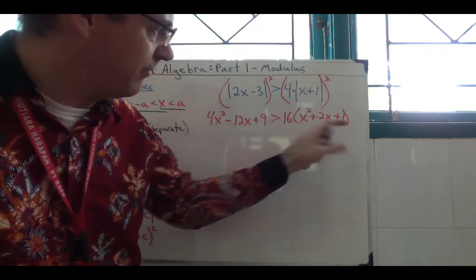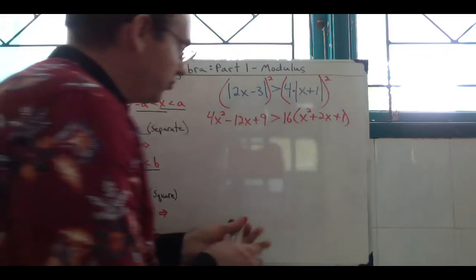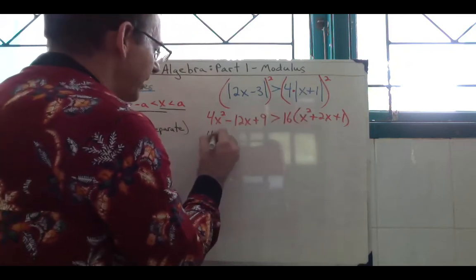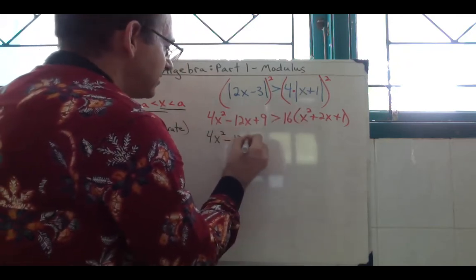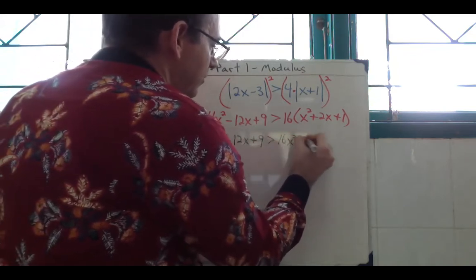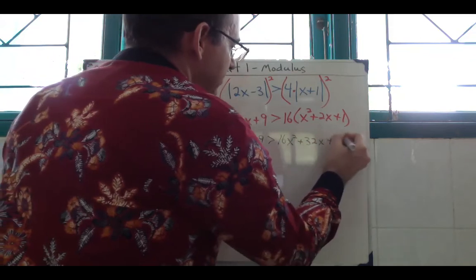So here we have that. Now we're going to distribute the 16. So just have a little bit of writing there to do. This side stays the same. We distribute, it's 16x squared plus 32x plus 16.